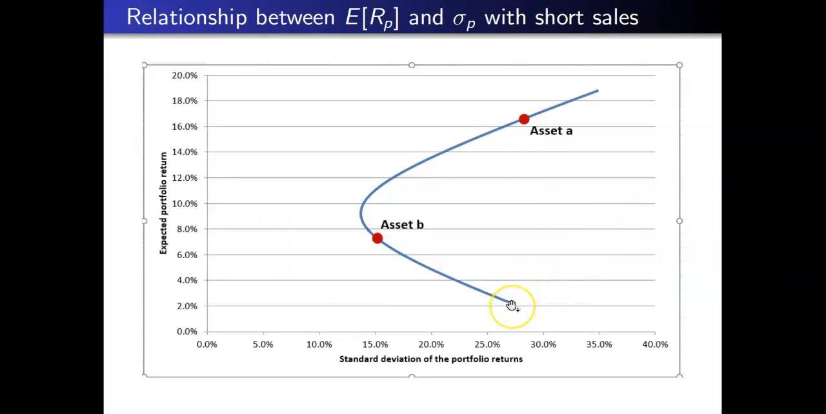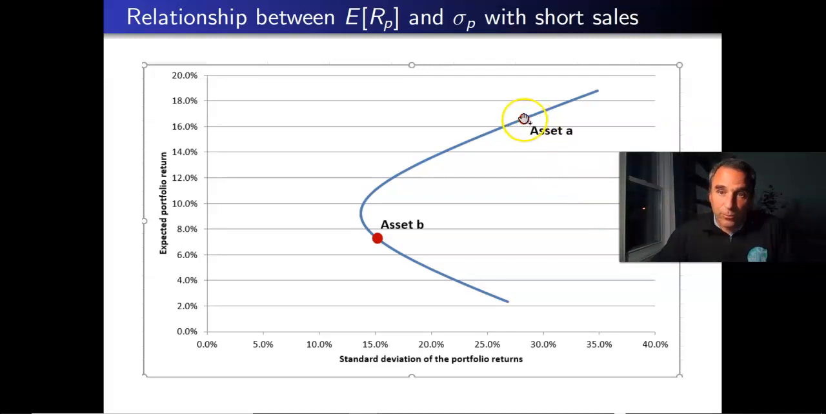So this is what we can achieve if it's possible to sell short one of the assets. As we move to the right-hand side of A, we always buy. So here we are all invested in B, 100% in B. Now we reduce the weight in B, we increase the weight in A, and here we are 100% invested in A.